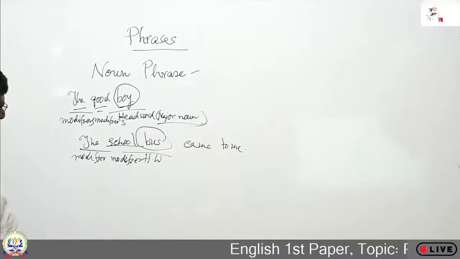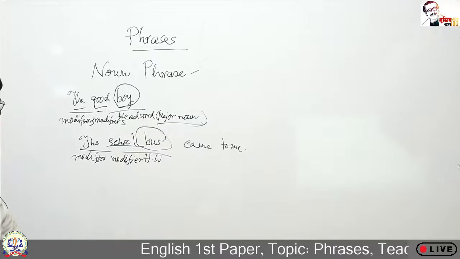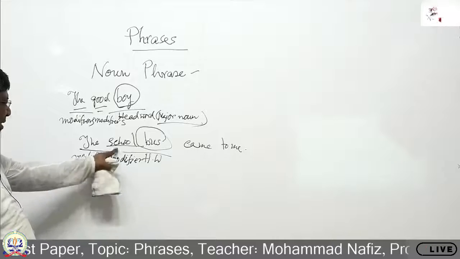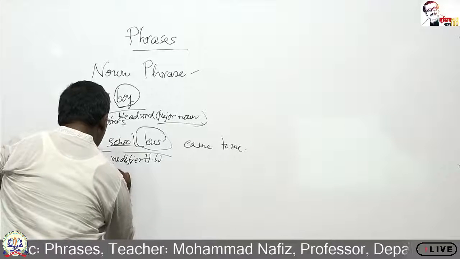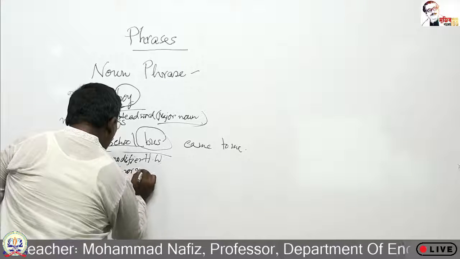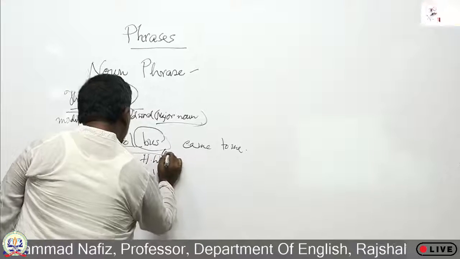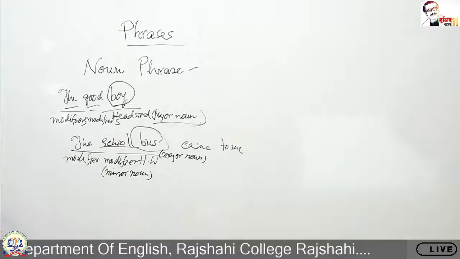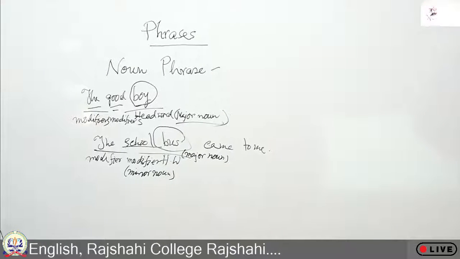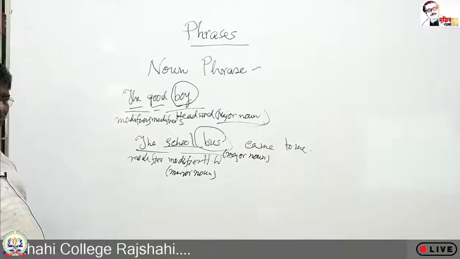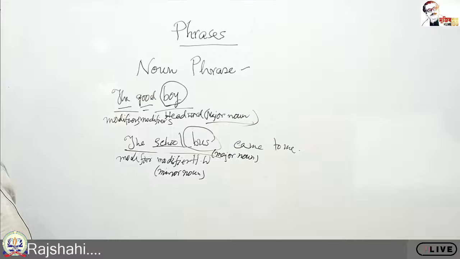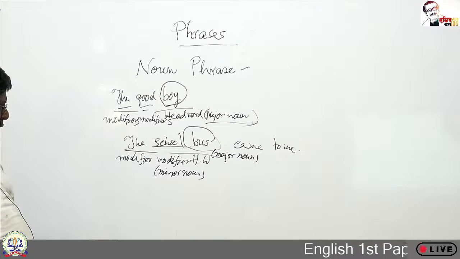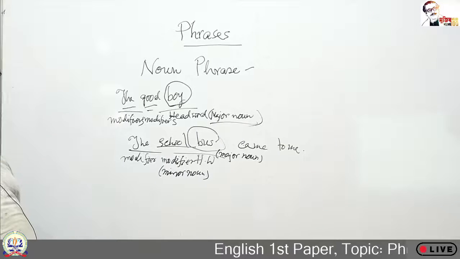Before the head word bus, or in other words, the head word bus or the main noun bus is preceded by an article the and another noun school. In this phrase, school is the minor noun, and bus is the major noun, and this major noun is called the head word. To make the sense more simple, we can say that in a noun phrase, when a noun is modified by another noun, we call the modifier noun the minor noun and the modified noun the major noun.